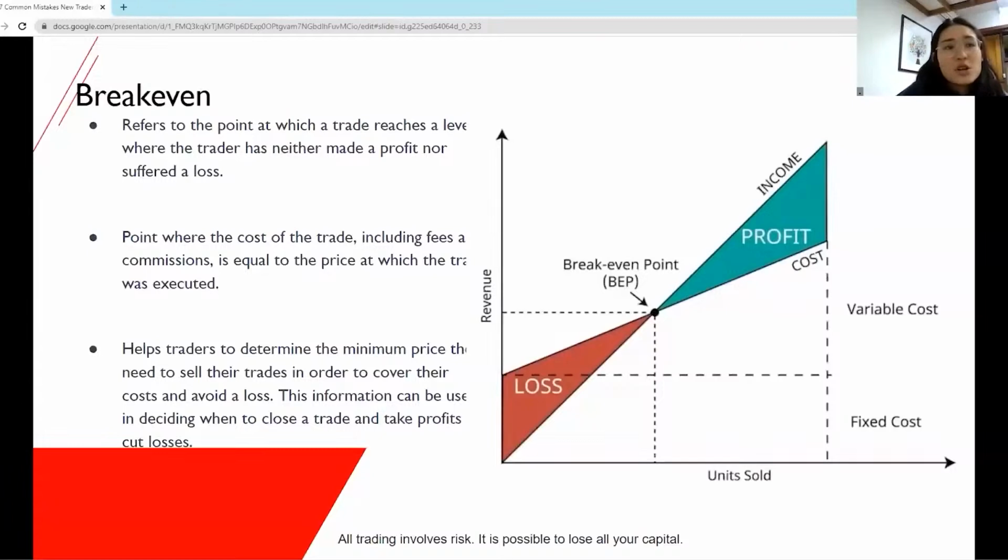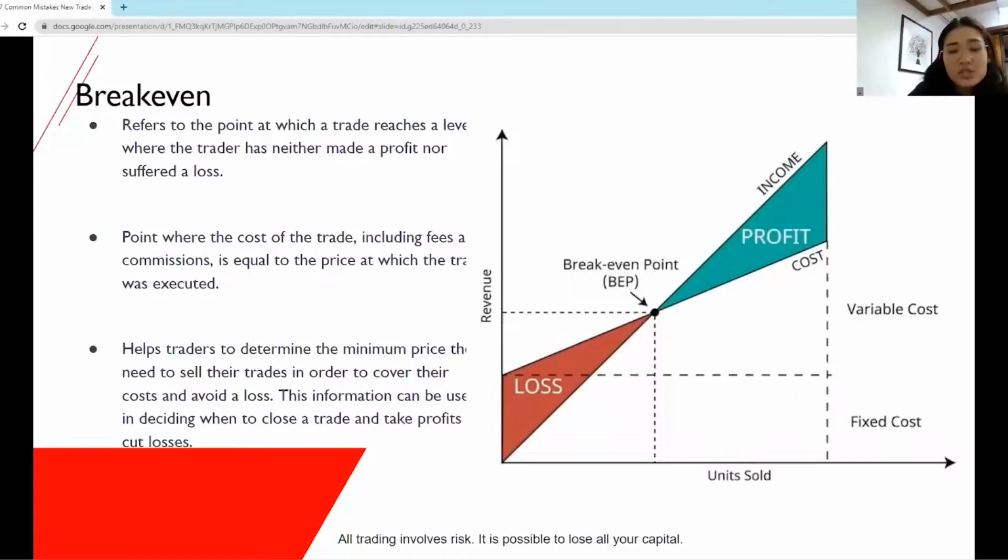Okay, let's first talk about break even. Break even in trading refers to the point at which a trade reaches a level where the trader has neither made a profit nor suffered a loss. So it's the point where the cost of the trade, including fees and commissions, is equal to the price at which the trade was executed.